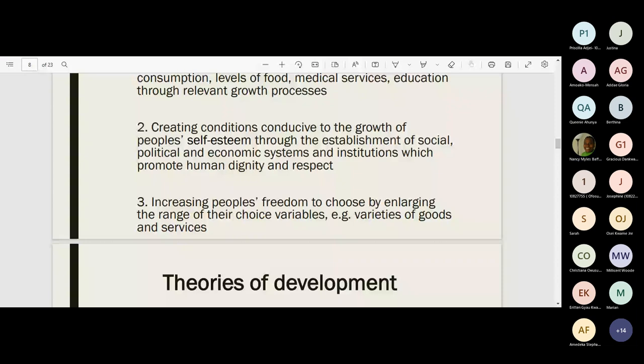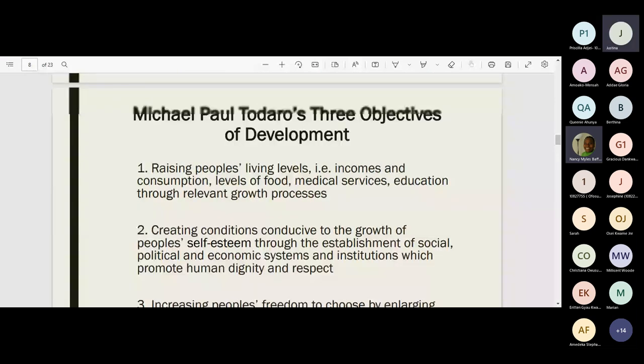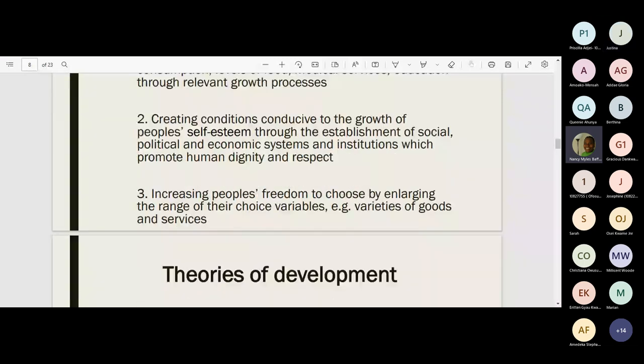Three. Increasing people's freedom to choose by enlarging the range of their choice variables. Example, varieties of goods and services. Very good. Here too, what do you think the focus is? If Todaro emphasizes that development should have this third component, at least from what you are reading in that slide, what do you think the focus is? Increasing people's freedom to choose by enlarging the range of their choice variables.